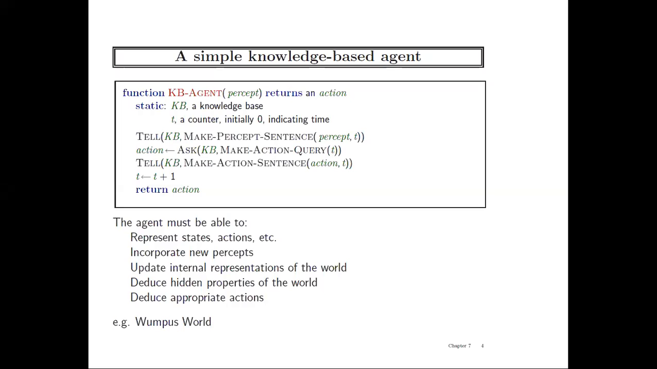If the agent goes to the new state, it must have a new percept, and in the same manner it acts. So the agent must be able to represent states and actions. That is very important. It must incorporate new percepts. All the time you have new percepts. It is not necessary that the percept is fixed; new percepts can arise. If a new percept arises, obviously that will inform the knowledge base. Update the internal representation of the world. So the internal representation of the state will change when you have the new percept.